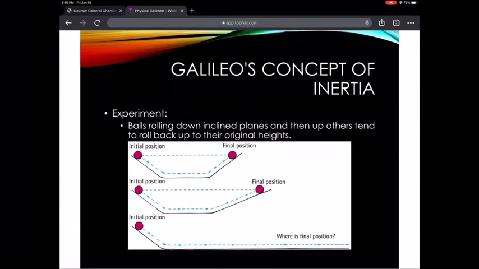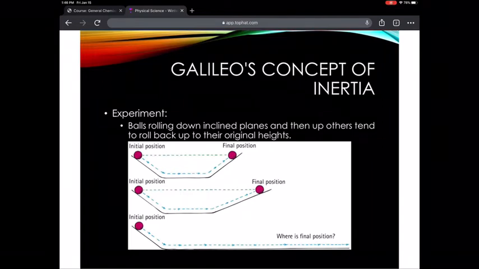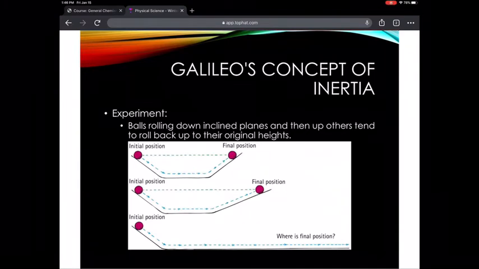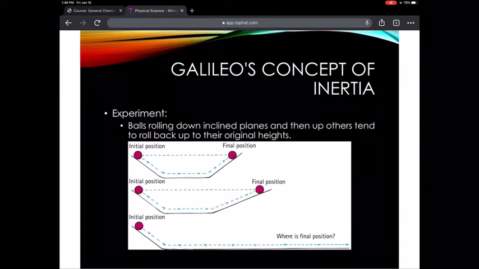So he devised some more experiments. He had some inclined planes, which an inclined plane is just a slope down or a slope up. So he found that balls rolling down inclined planes and then up others tend to roll back to their original heights. On this top one, if the ball on the left rolls down, it should roll up the hill, and then it'll eventually come to a stop, and then it'll roll back the other direction to where it started.